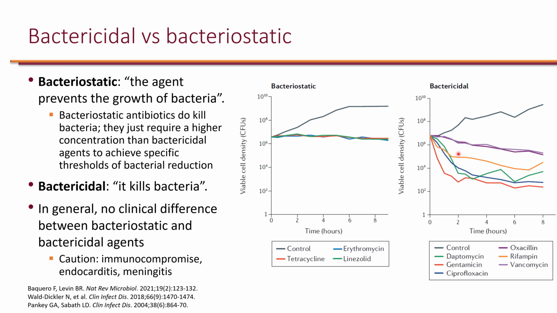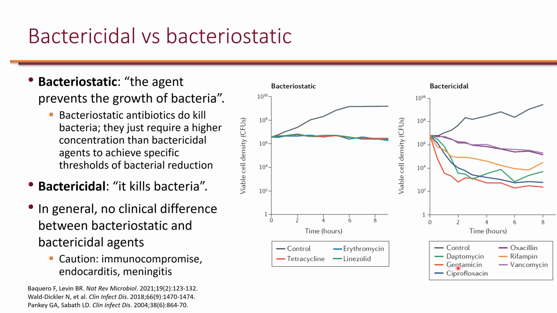Now on the right-hand side, the same thing is done with bactericidal agents. So you can see again the control line. If you leave it alone, the colony-forming units will increase over time. Now if these are bactericidal, then they actually drop the number of colonies. So it's not just a flat line. They actually decrease the number of colony-forming units over time, and some of them more rapidly than others.